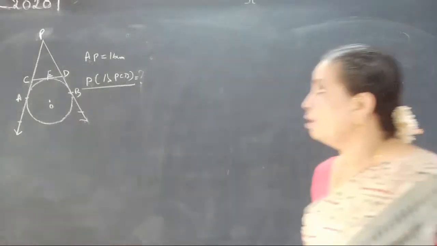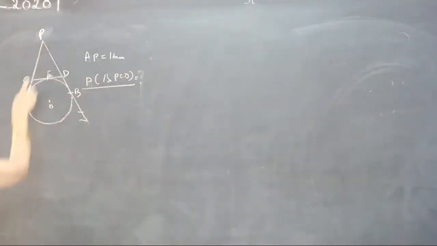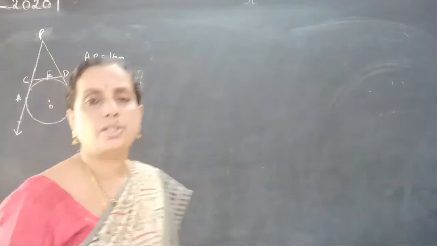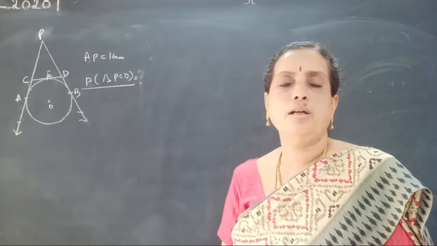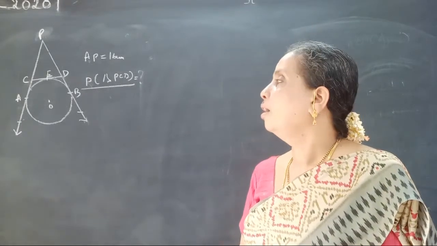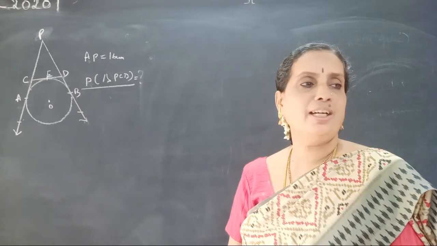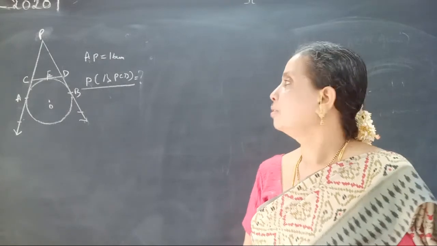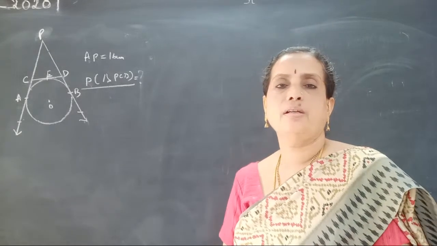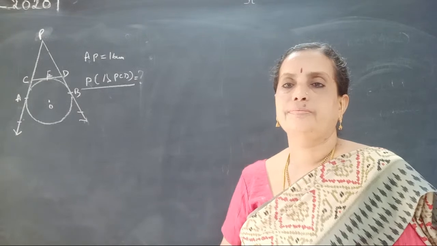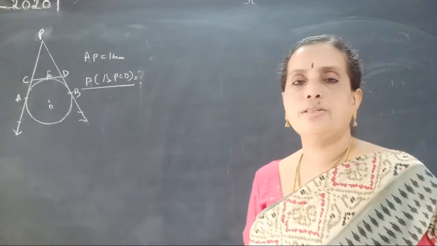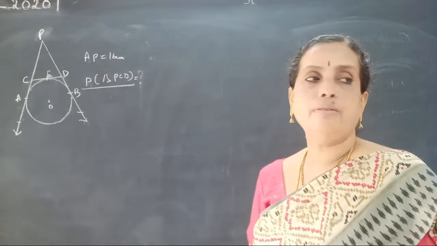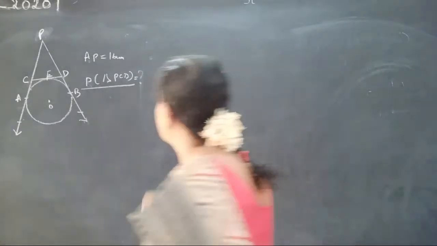Now, here the length of one of the tangents is given, PA is 16 centimeter. We have three pairs of tangents in the figure. Which are the three pairs of tangents? PA equals PB, CA equals CE and DB equals DE. Okay?